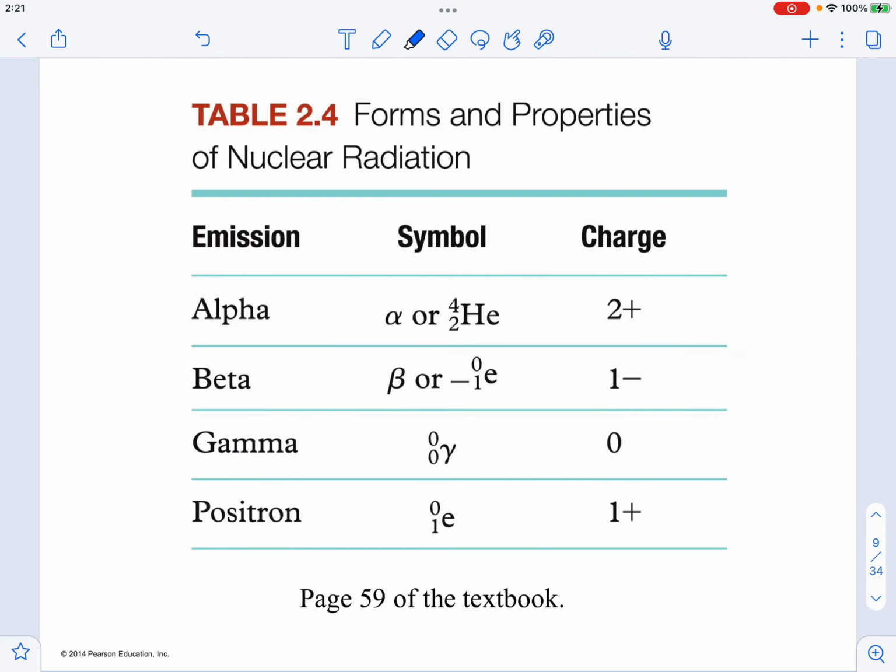In table 2.4, which is on page 59 of the textbook, we have the forms and properties of the nuclear radiations that I just explained. You can see the alpha with its symbol and its charge. Also, the same information for beta, gamma, and positron.